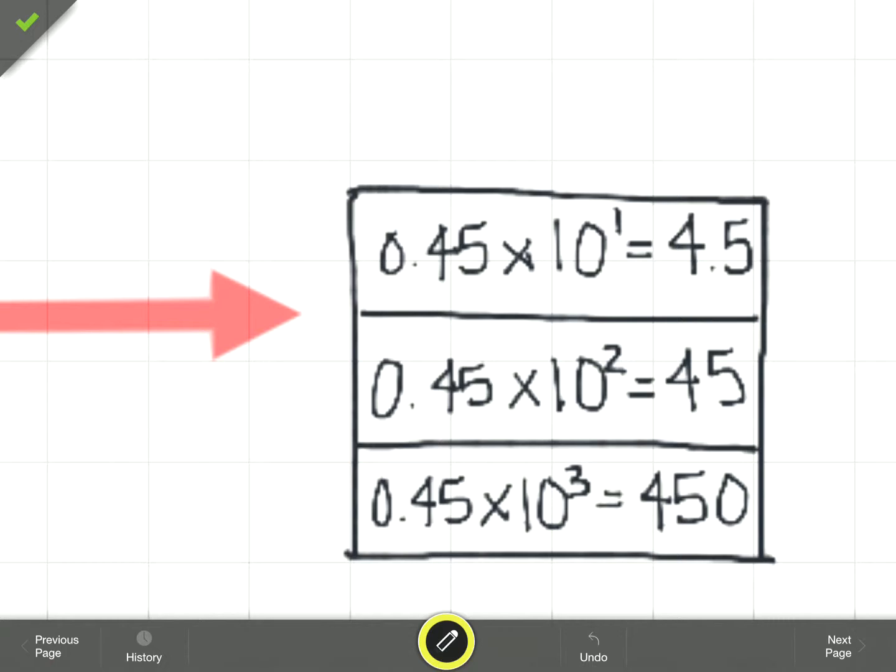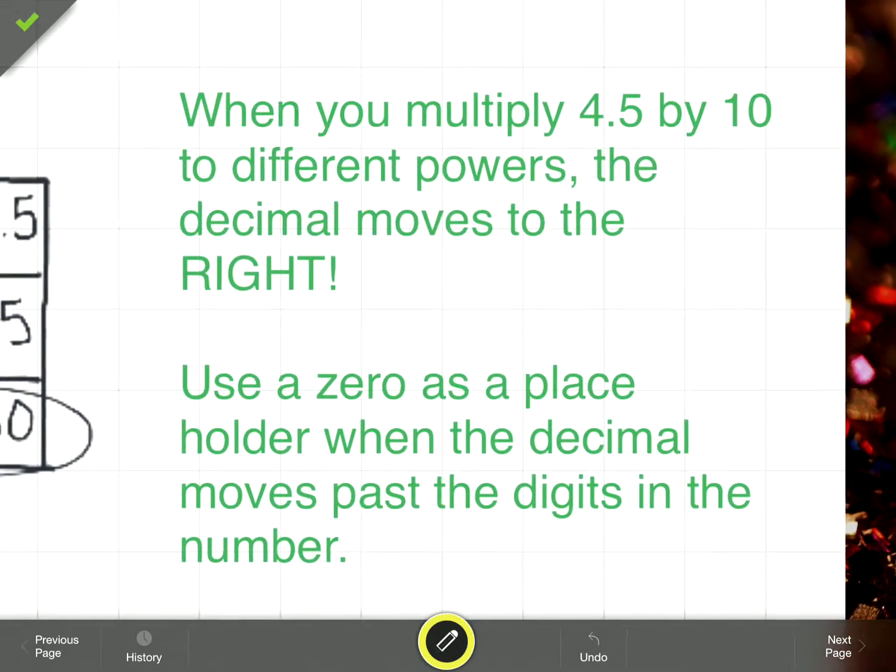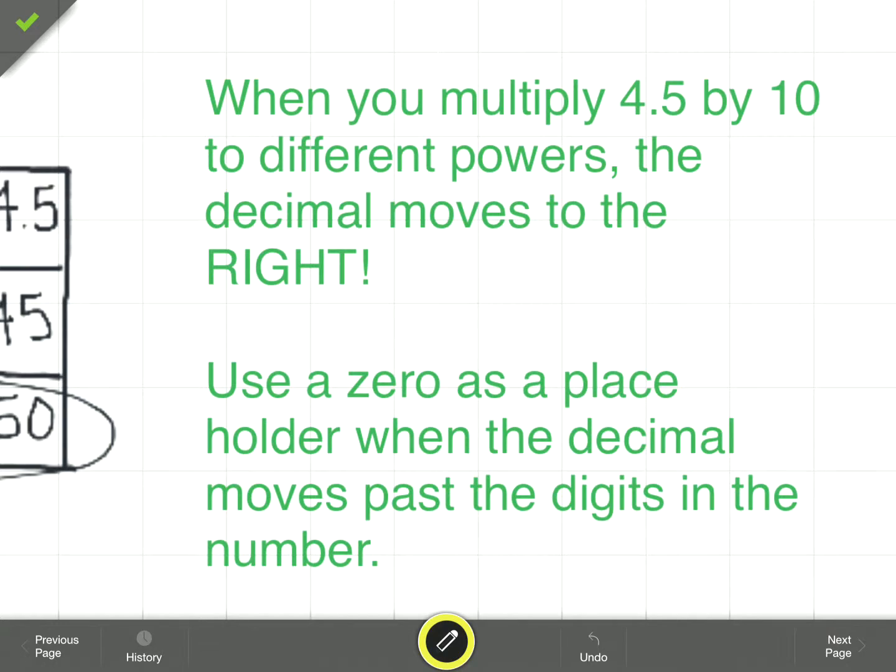Also, when you look at 45 cents times 10 to the third, it equals 450. We don't have a decimal any longer in the answer. What did we add when we ran out of numbers to put the decimal behind? Good. So these are two things to remember. When you multiply 4.5 by 10 to different powers, the decimal moves to the right. And also, you need to use a 0 as a placeholder when the decimal moves past the digits in the number.